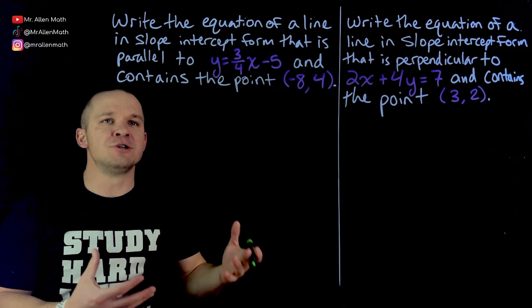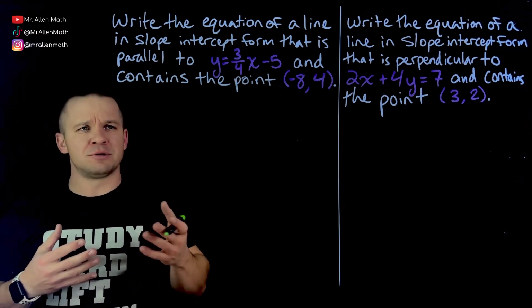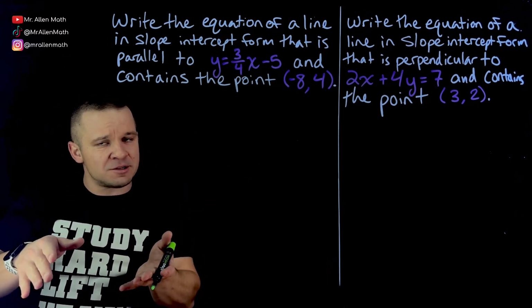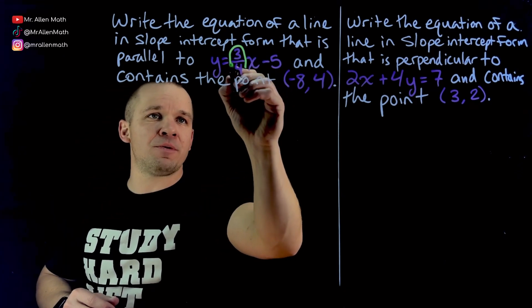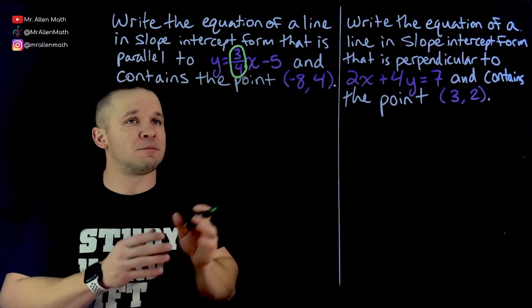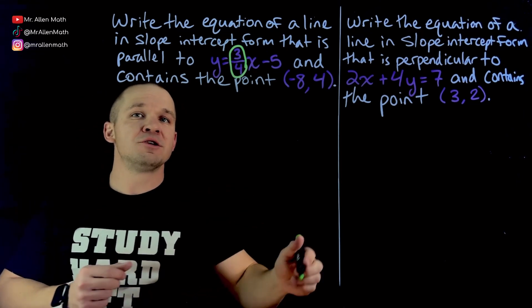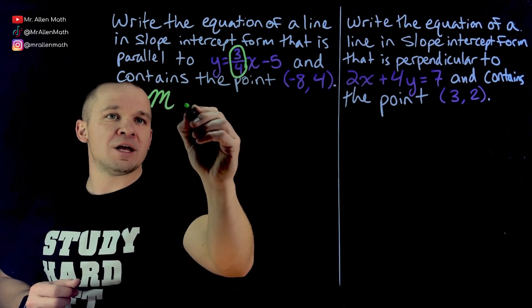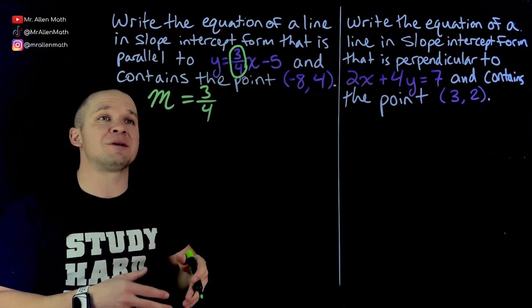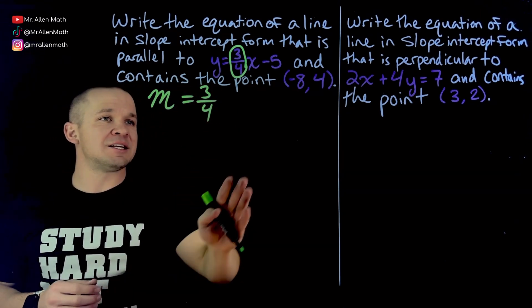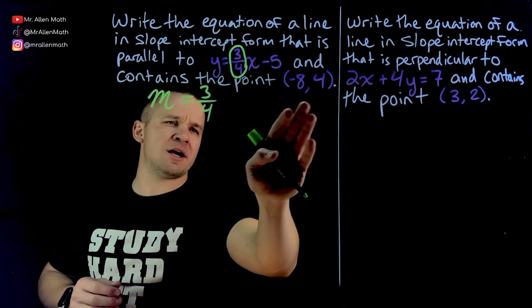What do I know about a line that is parallel to another line? Well, they would never intersect, so their slopes are the same. So right off the bat, the slope of the existing line, the one that was given to me, is 3 over 4. So I know that my slope is going to be 3 over 4. My parallel slope is the same as the existing slope, and it's going to contain this particular point here.